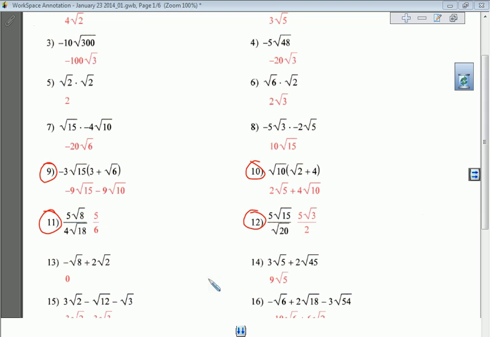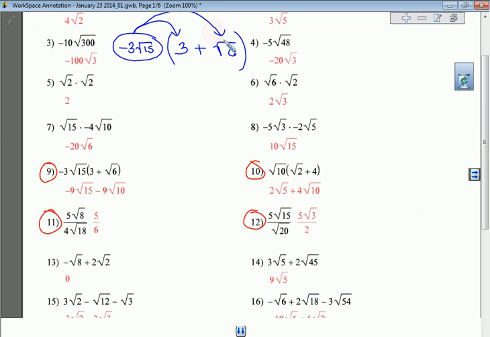So, number 9, what we have is 3 root 15 that's multiplied out in front of 3 plus the square root of 6. So we think of this 3 root 15, negative 3, as one big group of stuff that needs to be distributed through this expression. So this whole thing gets multiplied times the first term, and then the whole thing has to be multiplied times the second term in that expression.